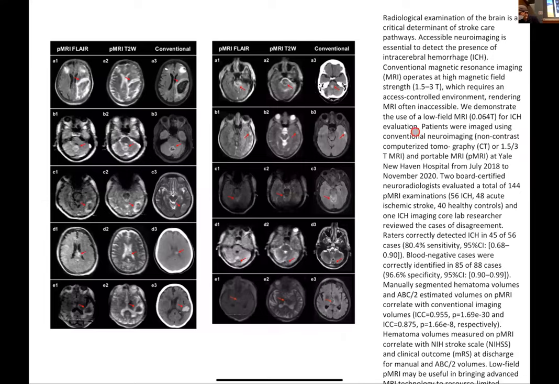This was just the abstract. I think I posted that. It's basically showing that with this, they had like 80.4% sensitivity, 96.6% specificity. So the feeling is that this might be good enough for a lot of applications, okay? And the price is a lot cheaper. I want to say the price is probably 50,000, but I'm not sure what it is. So it's basically like the price of a car, like a Tesla, right?